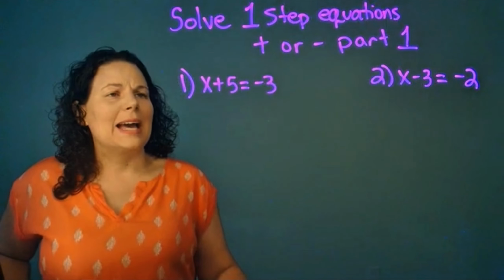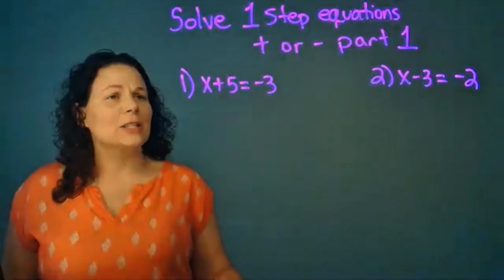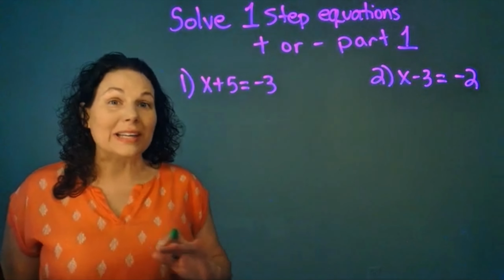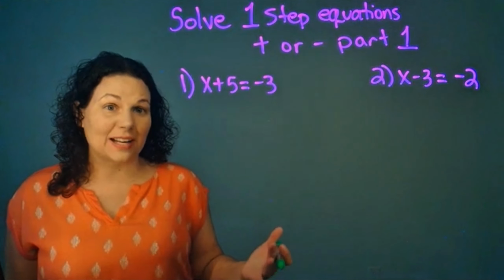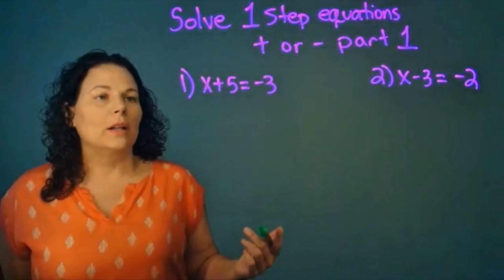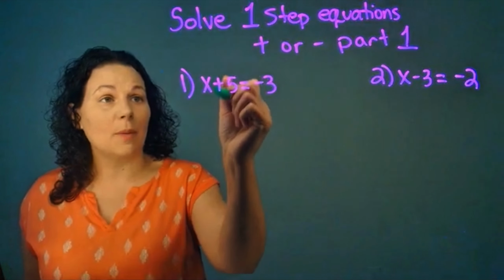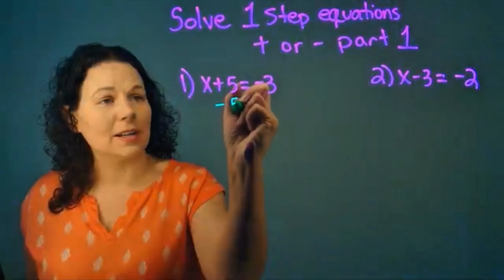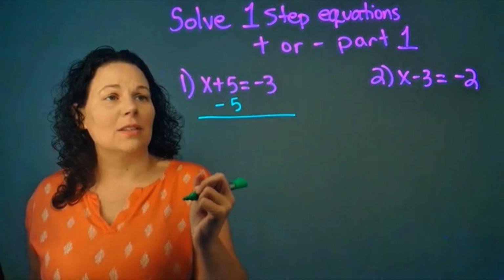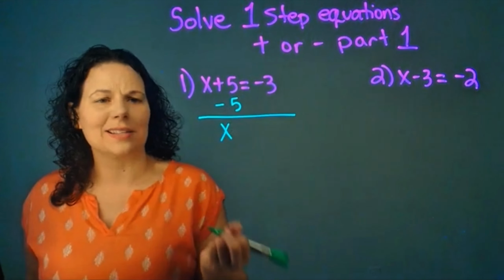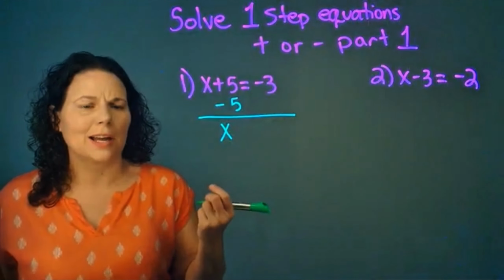So let's look at this. How can I take x plus 5, get rid of the 5 so that it's just x plus 0? Well, we could subtract 5, right? The opposite of addition is subtraction. And if I subtract 5, that's going to give me x plus 0 on that side. We don't need to write the plus 0, just write x.